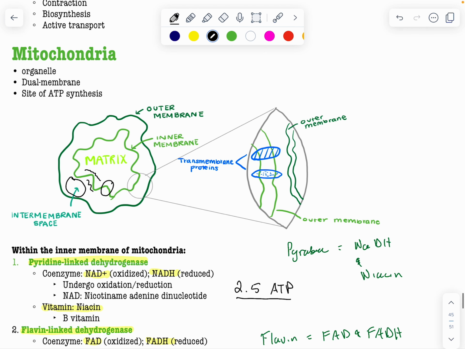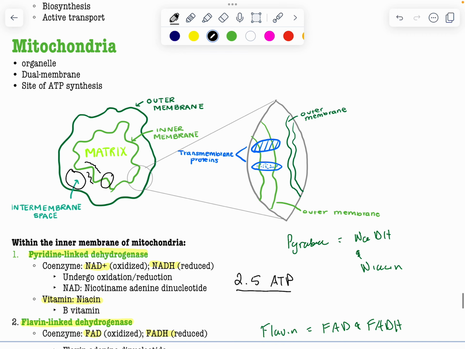Mitochondria. Okay, this is the home run stretch right here. This is the last subject we need to talk about. Mitochondria are organelles within our cells. They have a dual membrane, and they're the site of ATP synthesis. We're going to be talking about inner and outer mitochondrial membranes, basically. So we have our matrix in the center. We have our inner mitochondrial membrane right here, and then we have our outer mitochondrial membrane right here. And this little space in between is referred to as the intermembrane space.